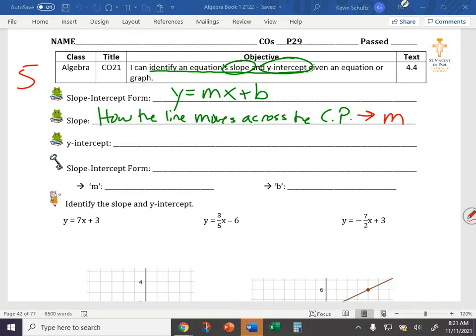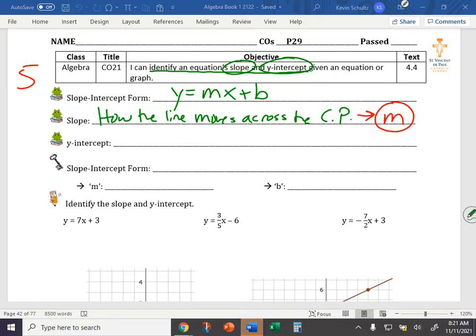The slope is how the line moves across the coordinate plane, and in the equation, the m variable is what your slope is. The y-intercept, this is new.